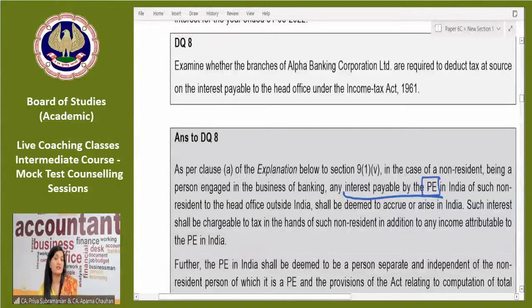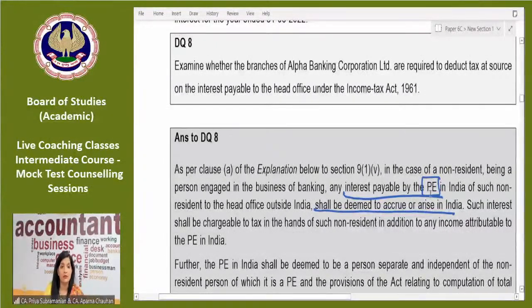So the branch is considered a PE of that foreign entity. Interest payable by the branch, that is a PE in India, of such non-resident shall be deemed to accrue or arise in India. Right? And in this case, such interest would become chargeable to tax in the hands of that Alpha Inc., Alpha Banking Corporation Limited.